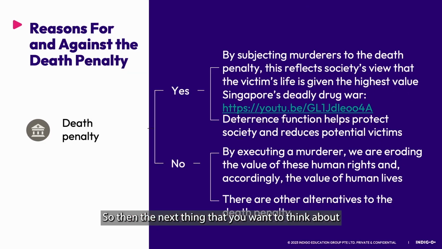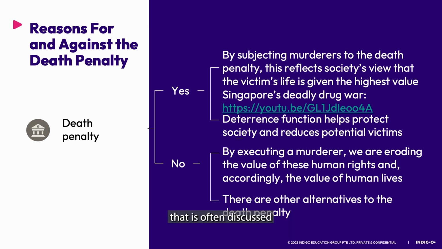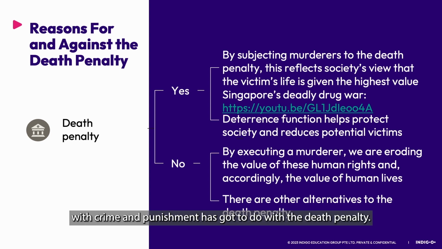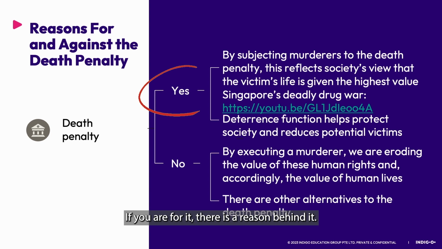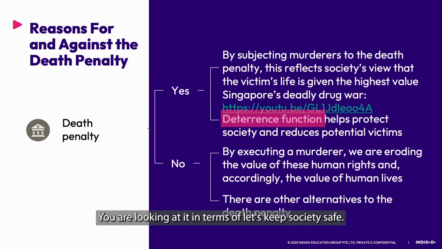So then the next thing that you want to think about, and the biggest and most controversial issue that is often discussed with crime and punishment, has got to do with the death penalty. You can always think about the death penalty in this way. The death penalty, are you for it? If you are for it, there is a reason behind it. Then you are looking at it in terms of deterrence. You are looking at it in terms of let's keep society safe.